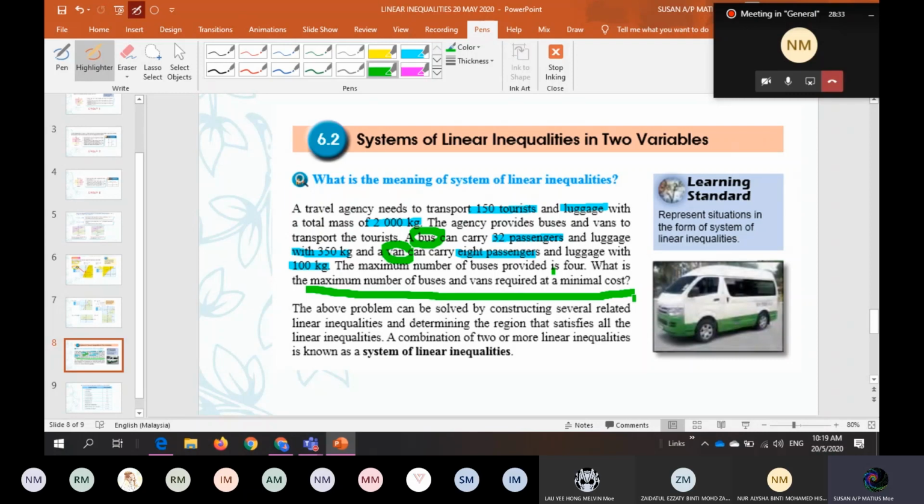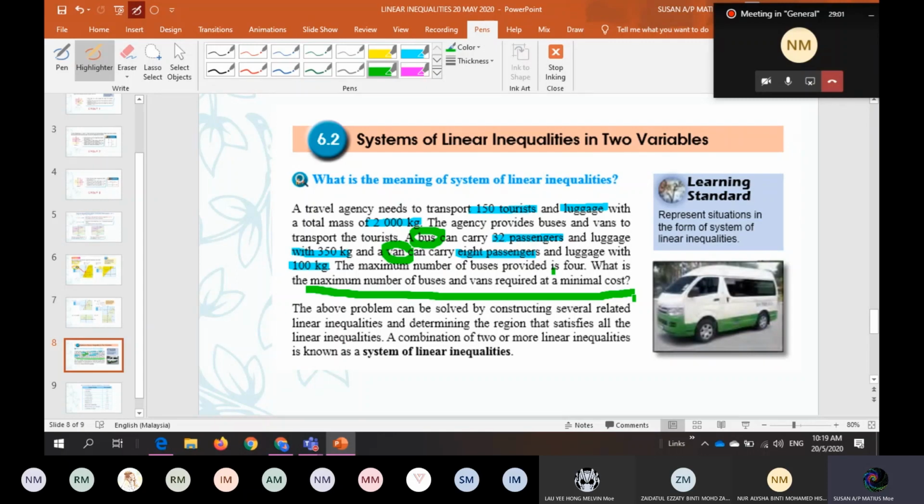Or when you're working, if you have a tourist travel agency. We are going to use this to form linear inequalities known as a system of linear inequalities. It can be 2 or more. But in this case, what is our criteria? 150 tourists and then 2000 kg. So can the total of buses and vans carry more than 150?